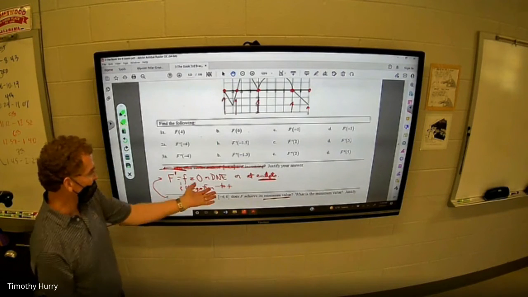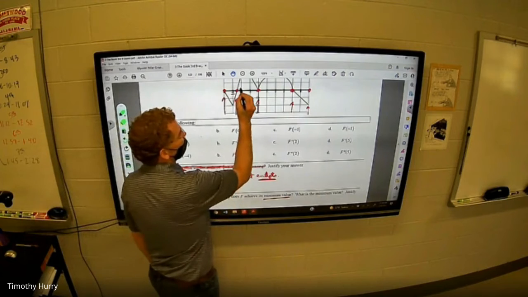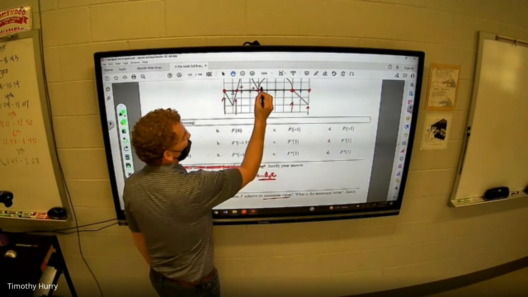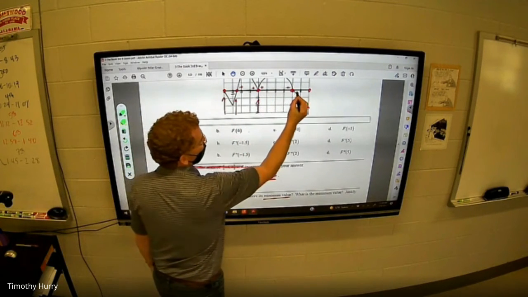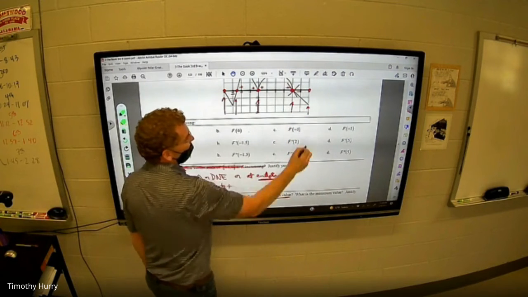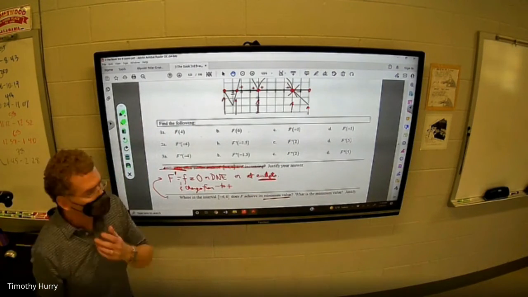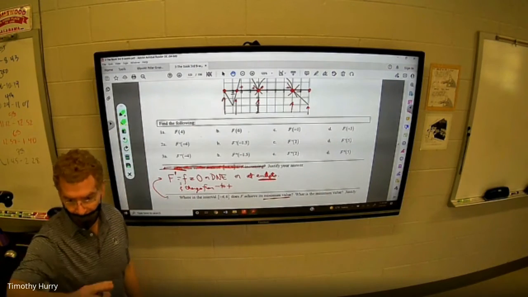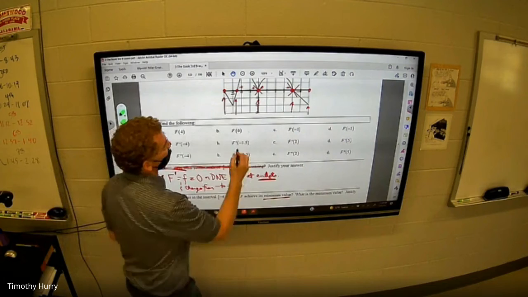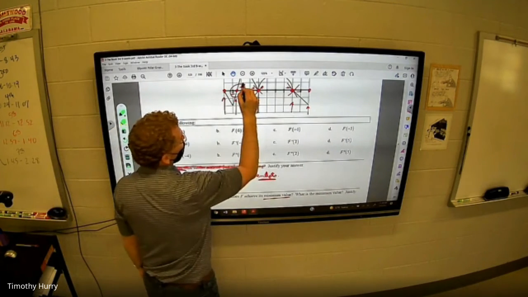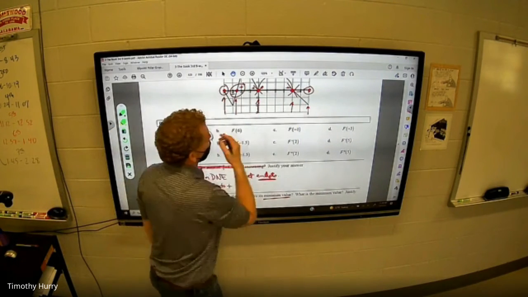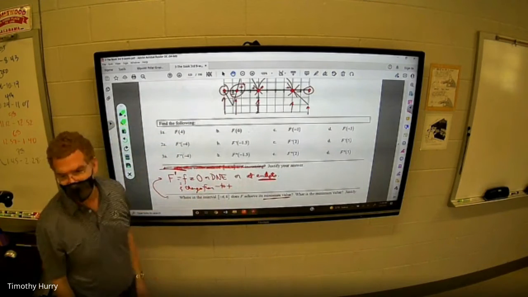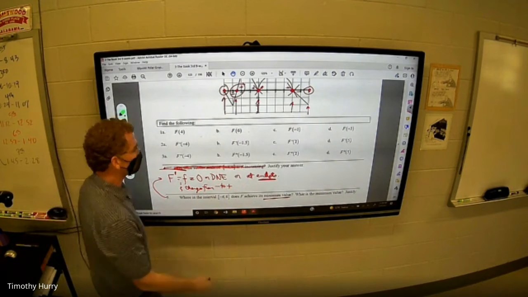If it's a relative min, it goes negative to positive. Positive to negative is a relative max. I know it's not that. That's a relative min at negative 2.5, and then those are endpoints. So negative 2.5 normally would be your answer here.